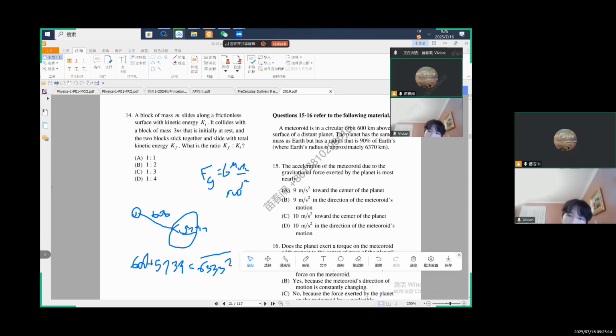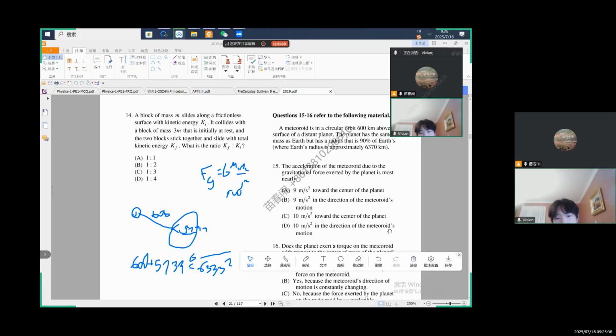You don't really need the mass of the meteor, right? Yeah. Because when you find the acceleration, you're dividing by m2, right? Yeah. So this is just all over. Oh, so you have to find the mass of the Earth, right? Yeah.